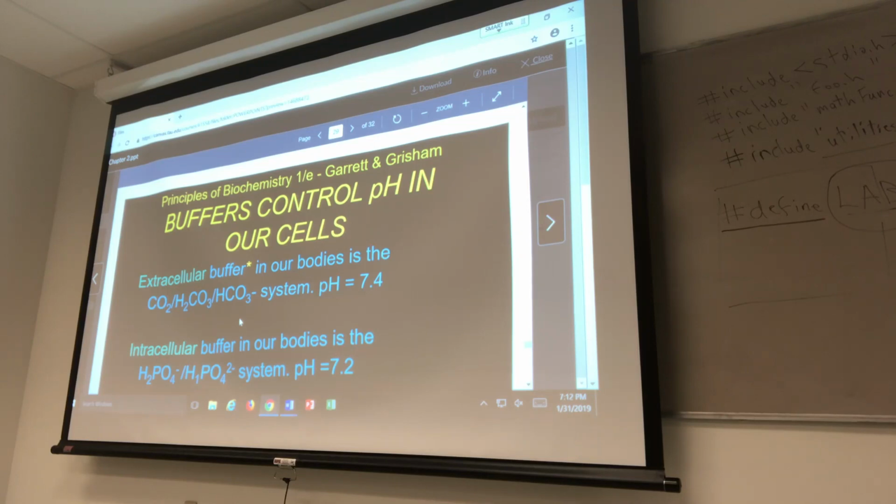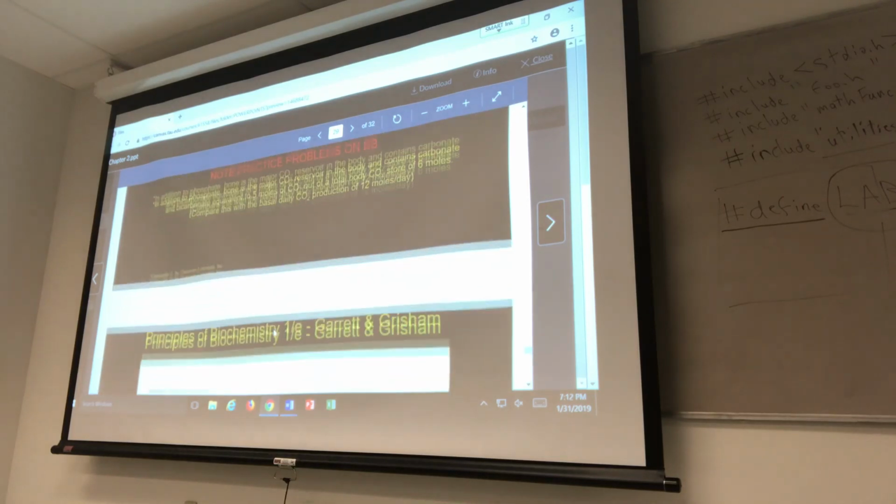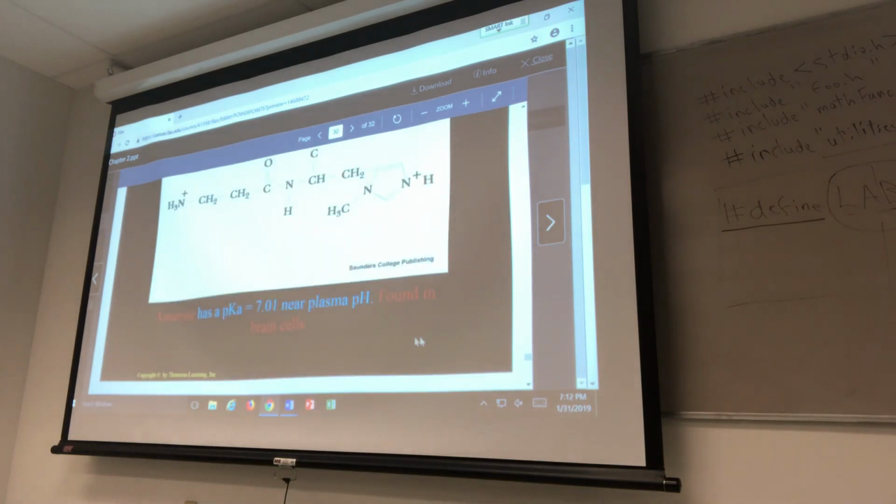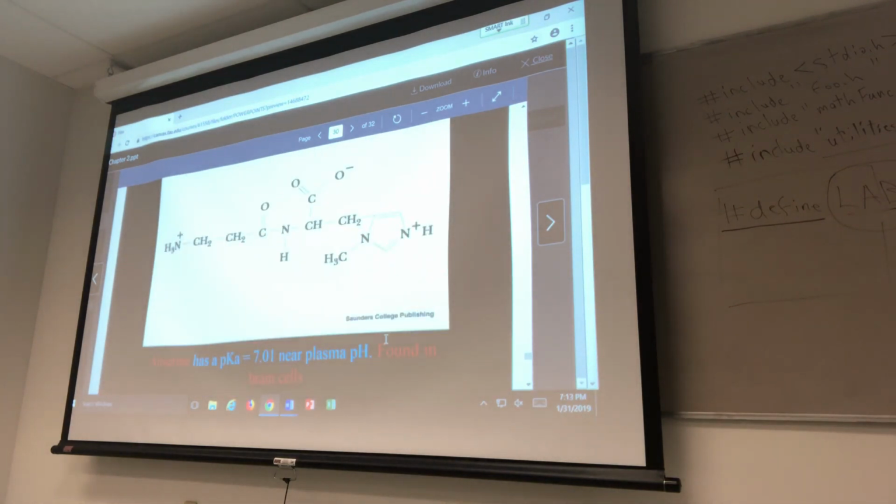Where's that special buffer here? Somewhere around here. Yeah, and serine. Make sure you know where you find that as well. The extracellular buffer example was given, intracellular was given, and serine. Where would you find that as well?